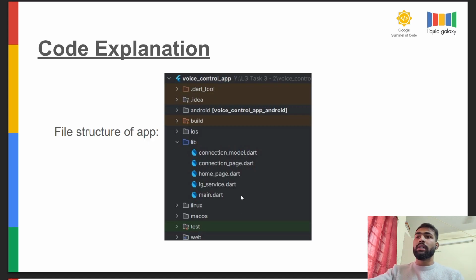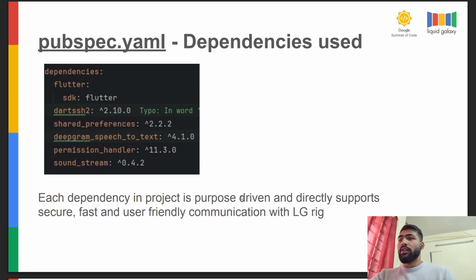Then going on to the dependencies used in the pubspec.yaml. We are using Flutter SDK, then Dart SSH2 for SSH communication for connecting the rig to the app using the SSH client. Then we are using shared preferences to store the details of the connection in the app. Then we have the Deepgram speech to text pub.dev package which is used for converting the audio to text using the API.